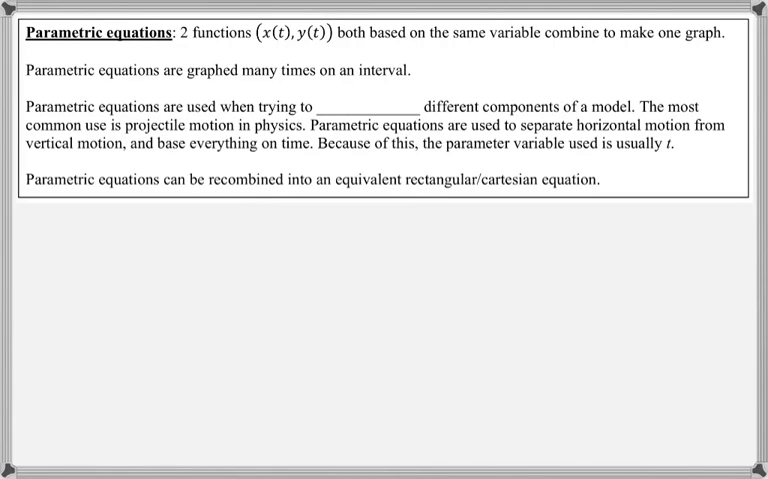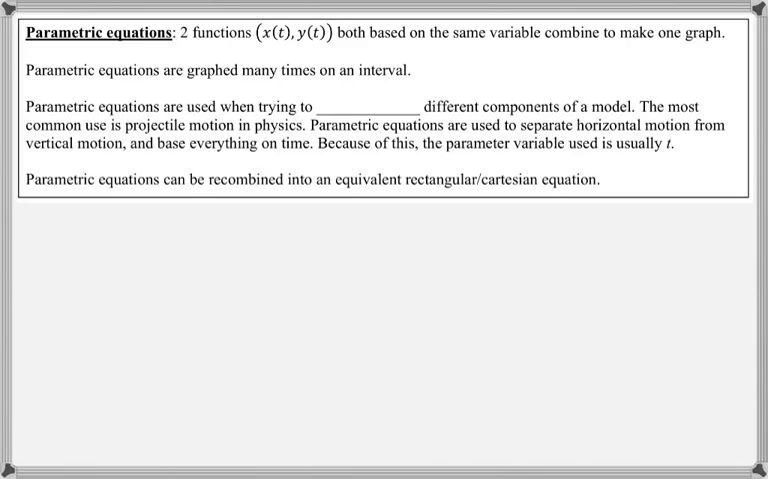Okay, sections 8.6 and 8.7 are on parametric equations. Now parametric equations, this is something very different. These are two functions, x of t and y of t, both based on the same variable, and they're combined to make one graph.